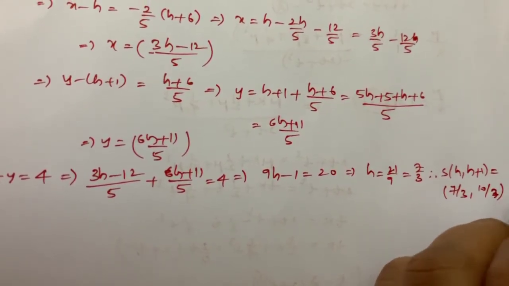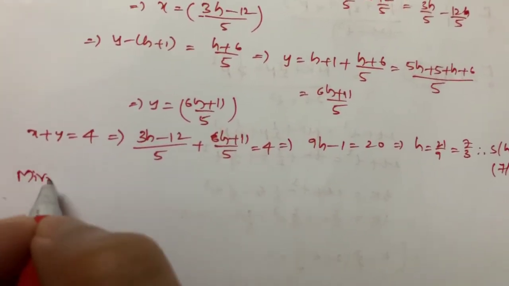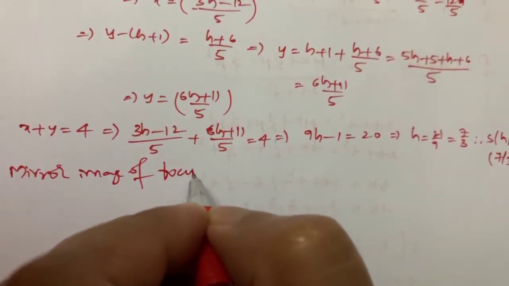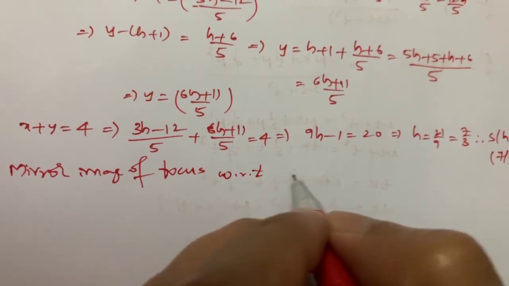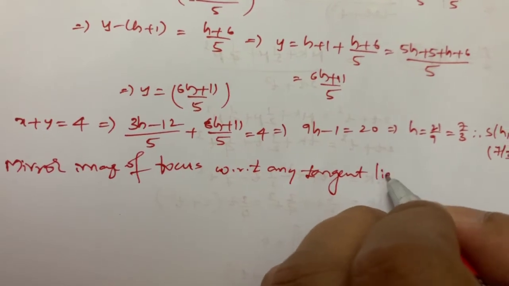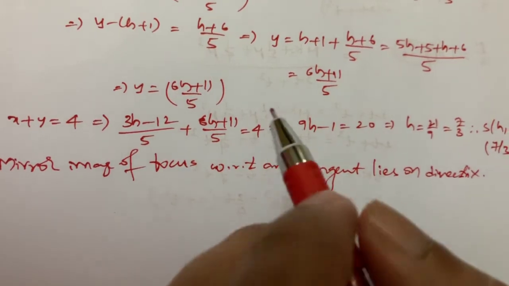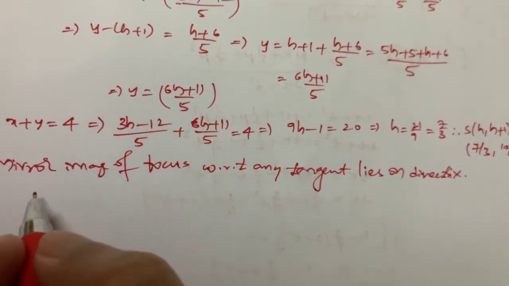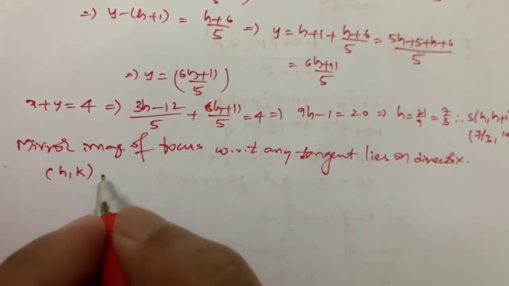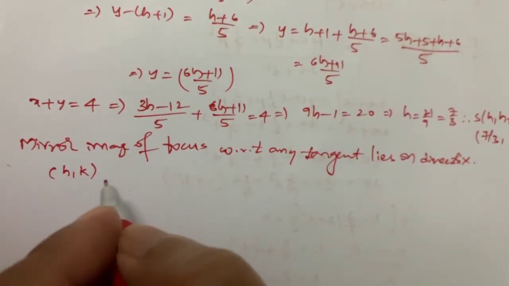So now I want the directrix. For the directrix, the mirror image of the focus with respect to any tangent lies on the directrix. So already we have the foot. Let's say I consider the mirror image as h comma k. This h comma k is different from what we considered already. So h comma k is the mirror image.